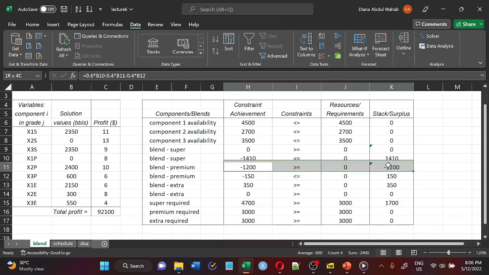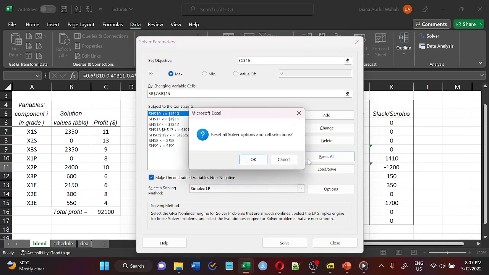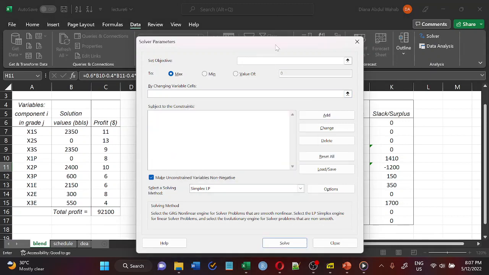The first instinct that I get is this one. The constraint achievement is negative, and this is very problematic, because this negative is supposed to be larger than or equal to 0, so it shouldn't be, because we want whatever number here to be larger than 0. So let me just run one more time, because it is quite long here, so I just want to reset all, and let's do this again.